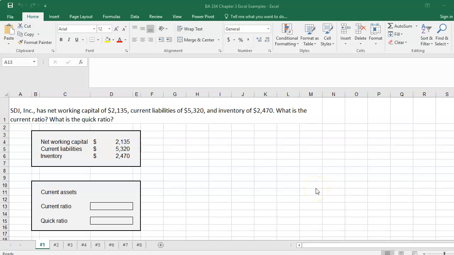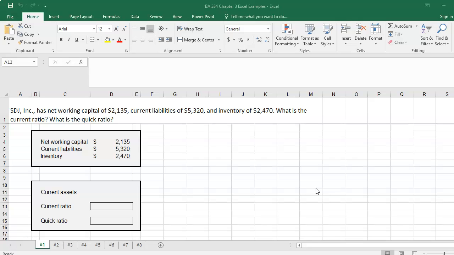In this video, we're going to go over Chapter 3 examples for business finance. In Chapter 3, we talk about financial statement and ratio analysis and other financial statement analysis. So each one of these problems is going to look at some form of financial statement ratio calculations. So this first example, we have information about a company.